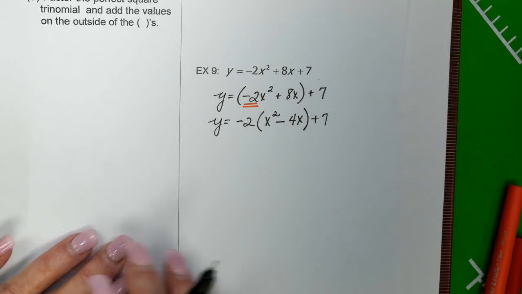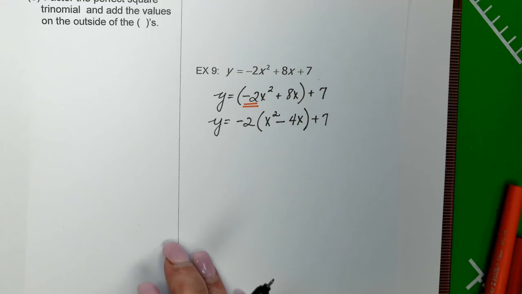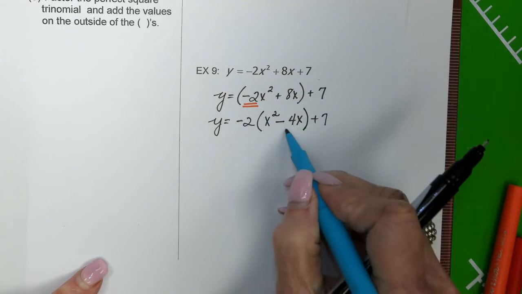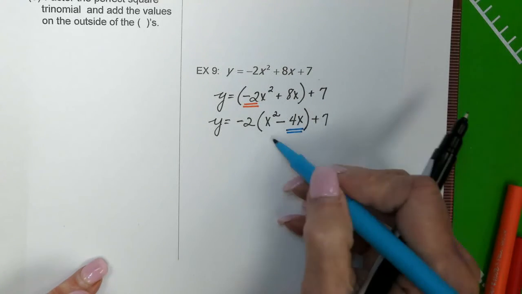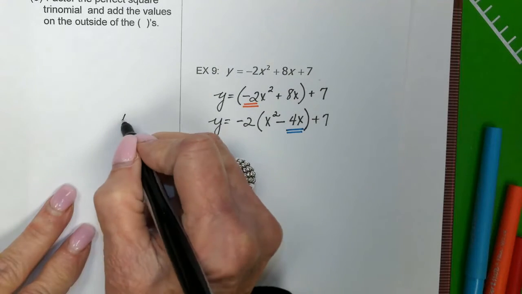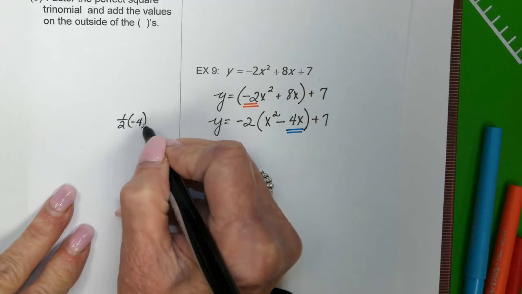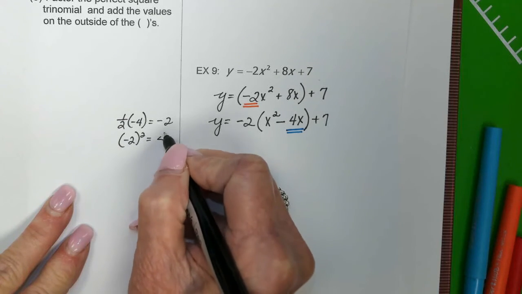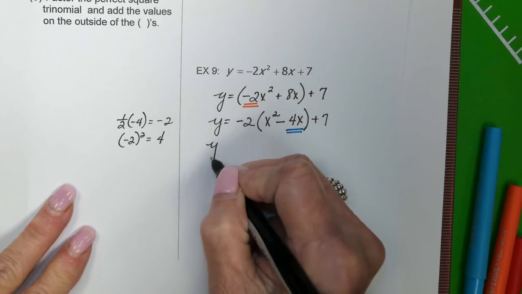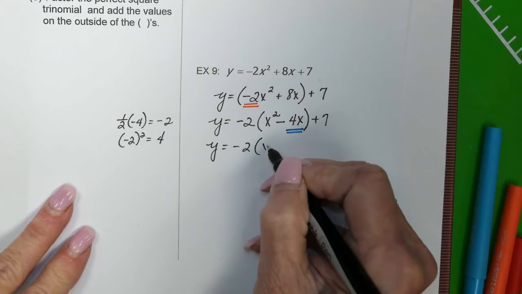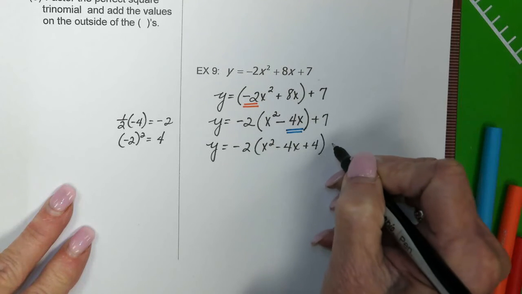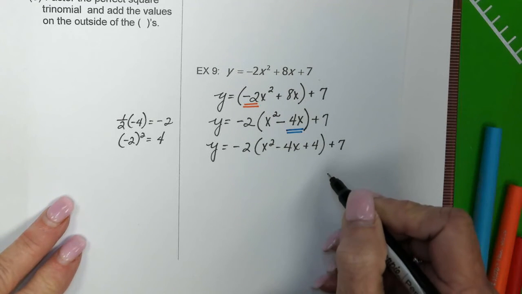All right, but now I need to create a perfect square trinomial. Okay, so again we use the x term, this term right here. Half of negative 4 gives me negative 2, and negative 2 squared is 4. So negative 2 times x squared minus 4x plus 4. Okay, now there's my plus 7 that I already had.